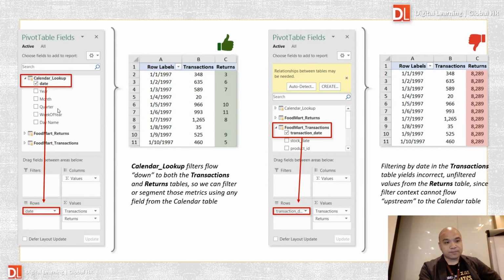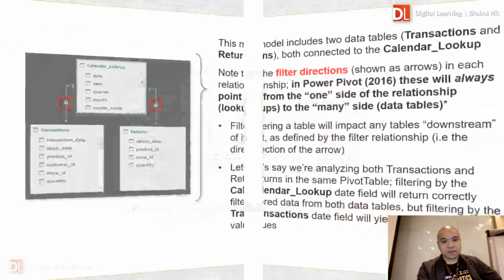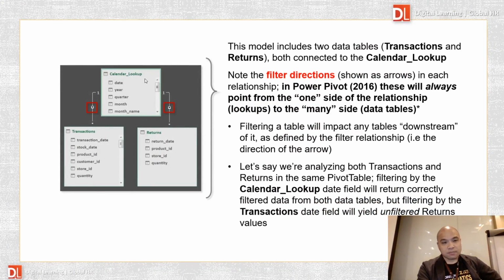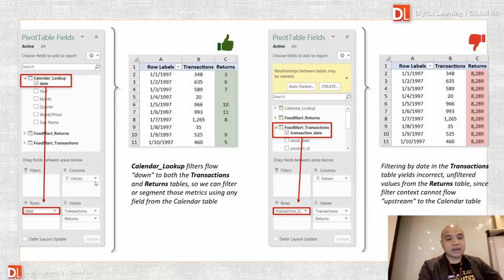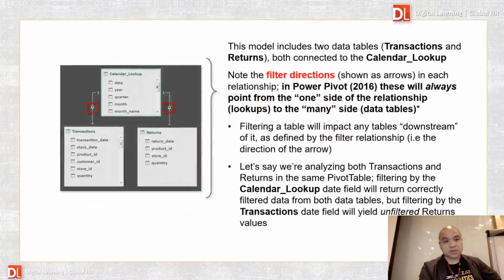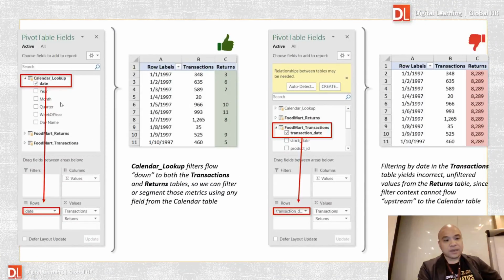As you can see here, the calendar lookup table is in the upper stream. If the direction points from the top one to the bottom one, I call the top table the upper stream, and the table being pointed at by the arrow sign is called the lower stream. Because the calendar is the upper stream, we can put all the calendar fields inside the rows and column fields over here.